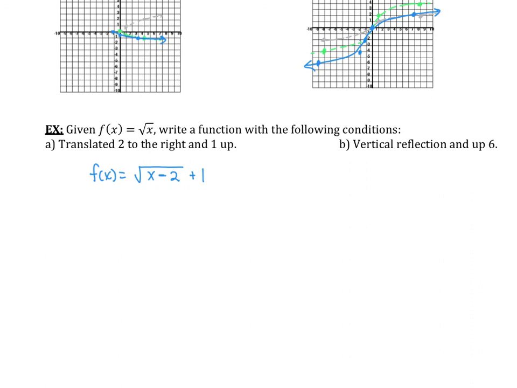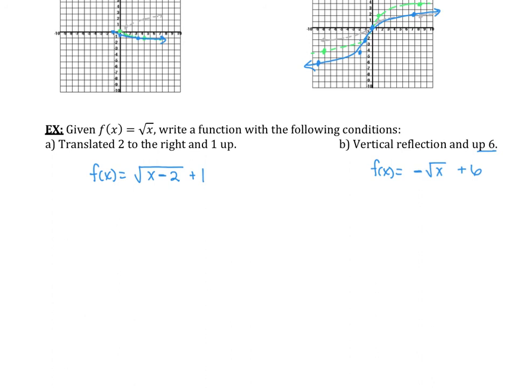All right, if you didn't get that one, hit pause and try this next one. This next one says a vertical reflection and up 6. A vertical reflection just means we're flipping it, right? That's just a fancy way of saying flipping it. So if I take my function, which is the square root of x, and I want to flip it, I'm going to have a negative outside of the square root. Now, the fact that I'm going up 6 tells me that's going to be outside of the radical because only left and right goes inside. So we would have f of x equals negative square root of x plus 6.